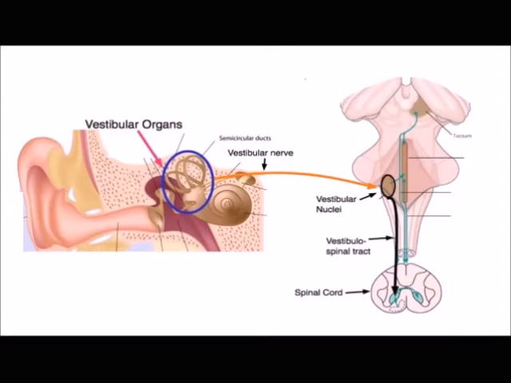Now you will be asking me how the movements of the eye are controlled by the vestibulocerebellum. If you look at this image again, from the vestibular apparatus, the vestibular nerve enters into the vestibular nuclei, and the vestibular nuclei gives the vestibulospinal tract that goes down into the spinal cord. You will also see here that this vestibular nuclei gives connection to the medial longitudinal fasciculus. So this area here is the medial longitudinal fasciculus.